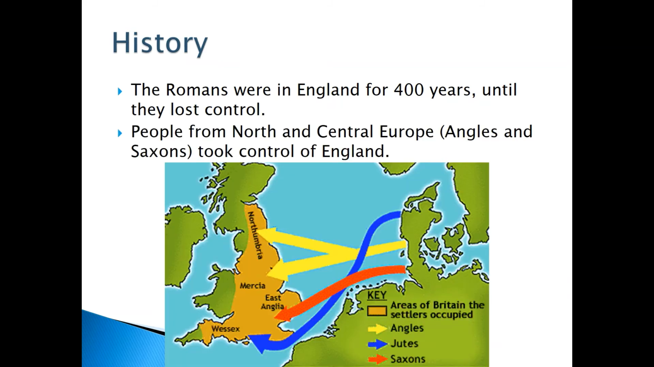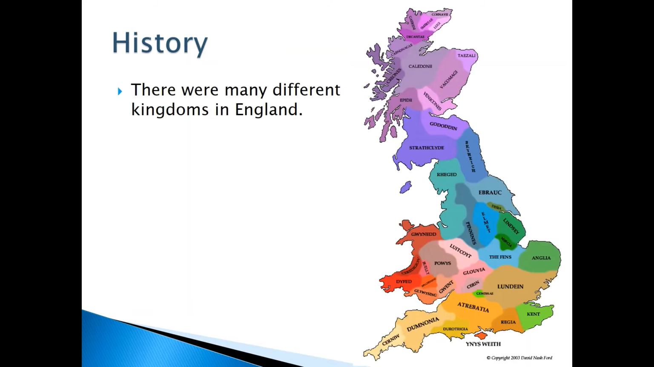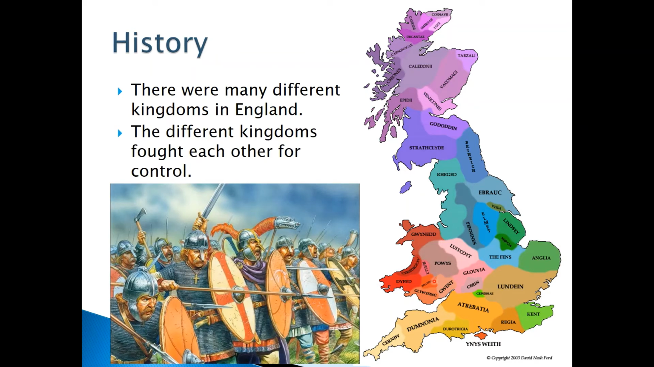People from North and Central Europe took control of England. So many different people from Europe came to England. There were Angles, Saxons, Jutes, Frisians, and Vikings, to name a few. There were many different kingdoms in England. The different kingdoms fought each other for control.